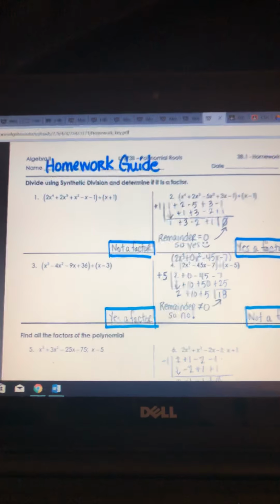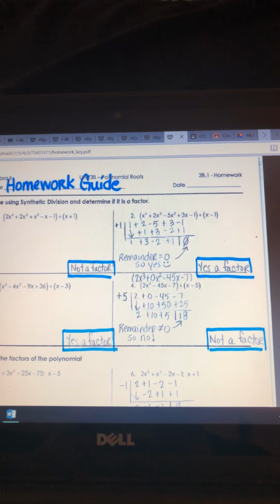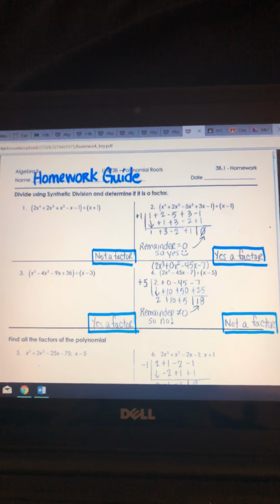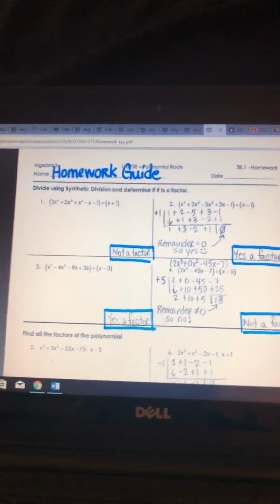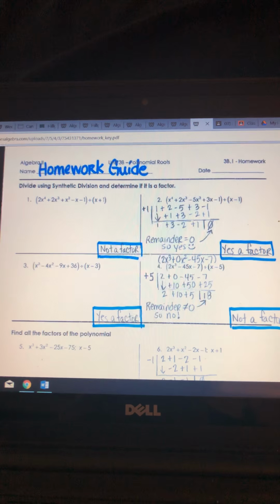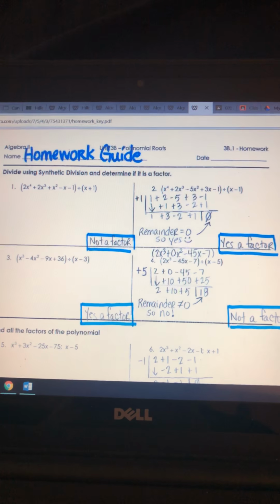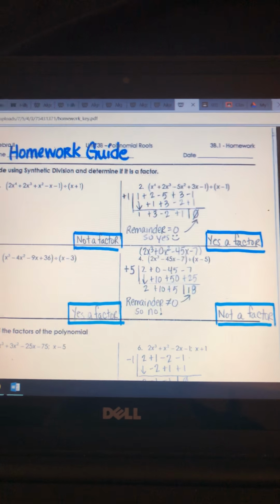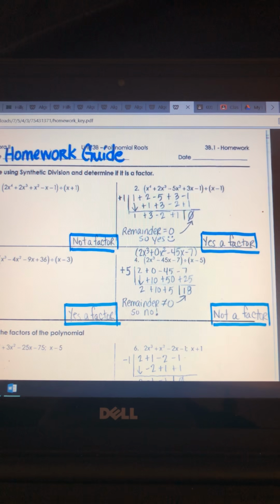Okay, so I want to start by reviewing some of the problems that I had asked you to do for your homework yesterday. And so you have this homework guide attached. So if you're looking at your homework from yesterday, if you're not, get it out. Hopefully, it is sitting there in front of you.